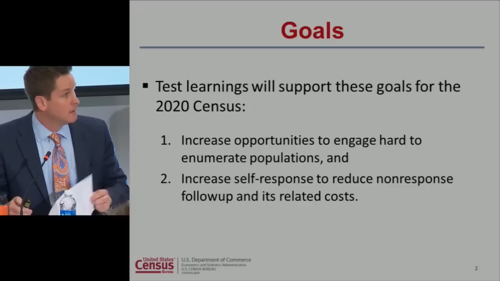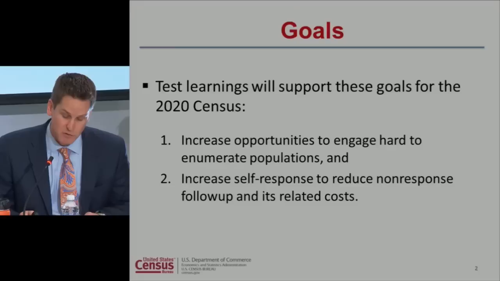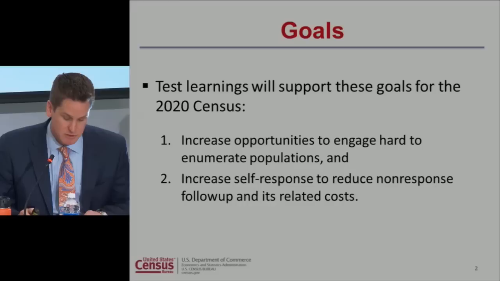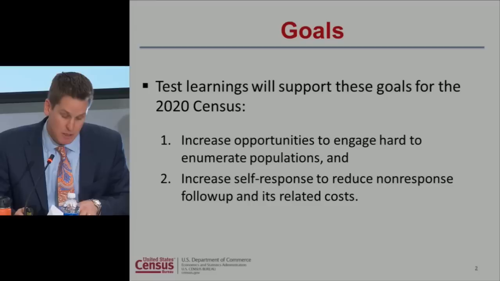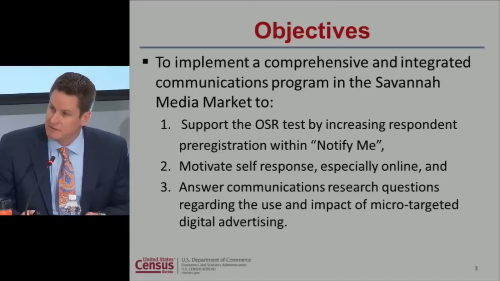So let me just briefly start. These are the goals of the entire 2015 test that we've gone over a little bit earlier today and this afternoon. But just as a refresher, you can see that we're really focused in on trying to increase the opportunities to engage hard-to-enumerate populations, as well as trying to make sure that we can increase the self-response rate while reducing any kind of differential or non-response follow-up and related cost. So specifically for the 2015 Savannah Media Market Test, where we're trying to optimize in self-response, these are the objectives that we are trying to meet.